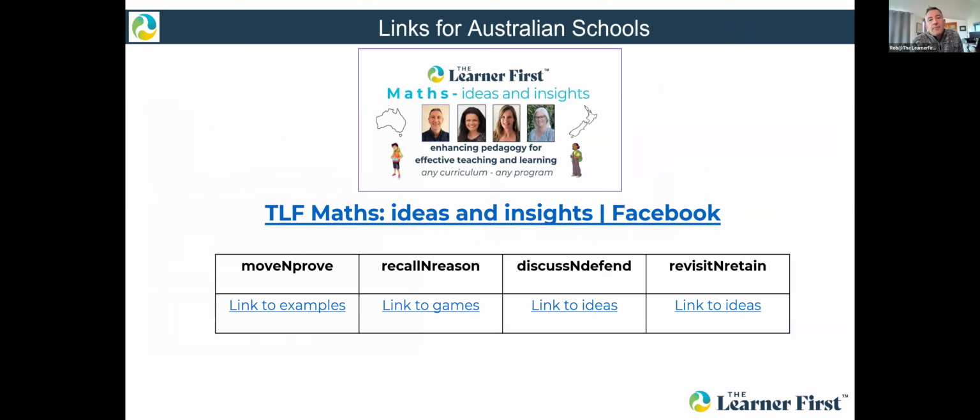And on it, TLF Maths Ideas and Insights, there's things we're going to be posting up, some more ministry stuff at the moment as well, and some webinar links around what explicit teaching looks like in various domains. But the idea is, even though I've got links for Australian schools at the top, I've just realised that I need to change that. The links there are for everybody, by the way.